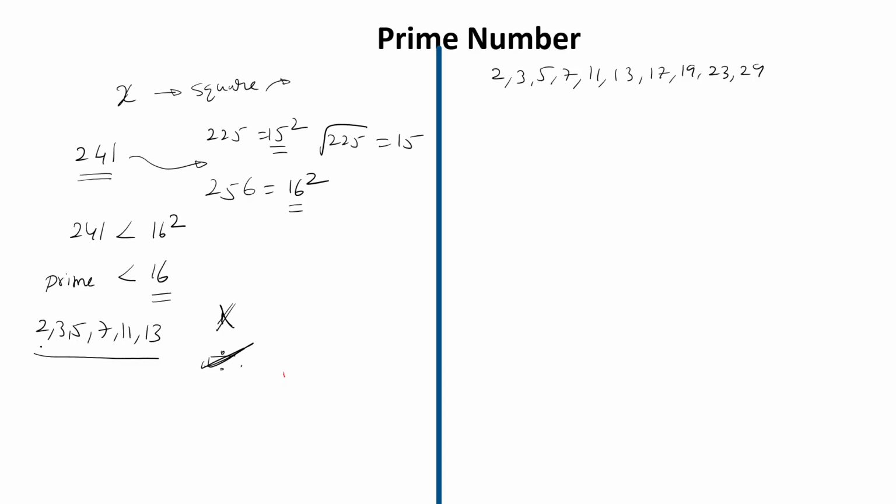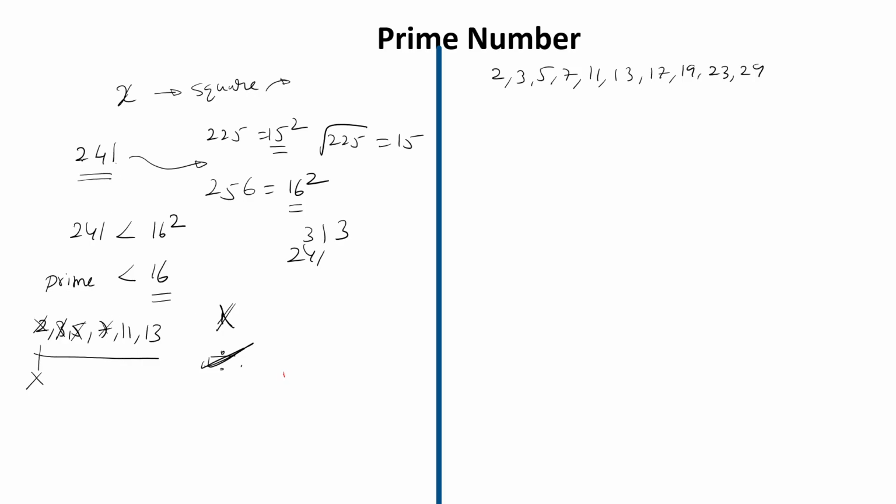So we will check 2. Now 241 is not an even number, so 2 does not divide it. Now 3: 2 plus 4 plus 1 is 7, and 7 is not divisible by 3. 5 we can rule out because the unit place is 1. Now 7: 7 times 3 is 21, remainder 31, and 31 is not divisible by 7.